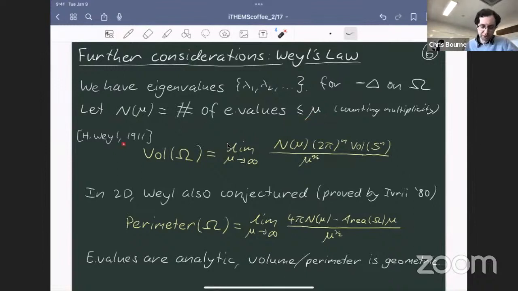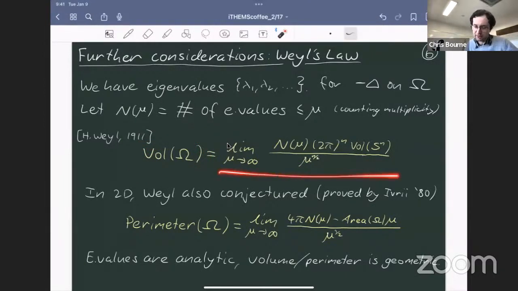And then, quite a long time ago, over 100 years ago now, what Weil showed is that if you have this information, this function N of mu, then you can compute this limit. It involves N of mu, just some various constants, and then the volume of the unit ball or the sphere. This is in R^n, sorry. If you can compute this limit, then you'll actually recover the volume of the original shape that you're considering.